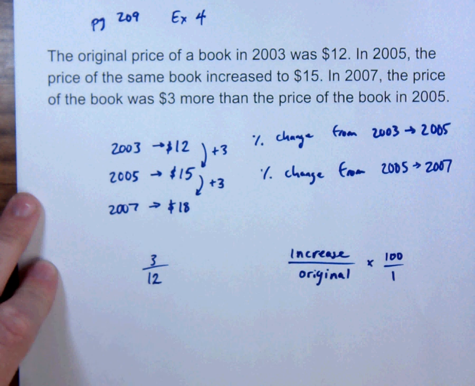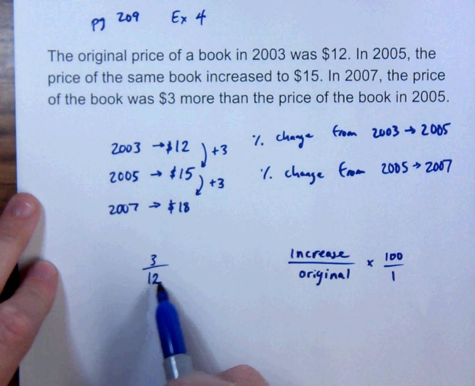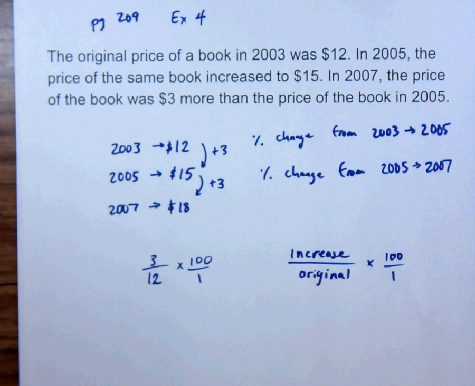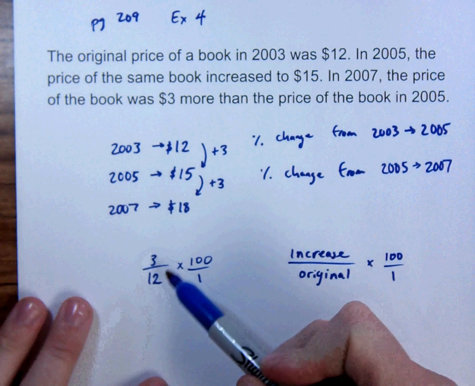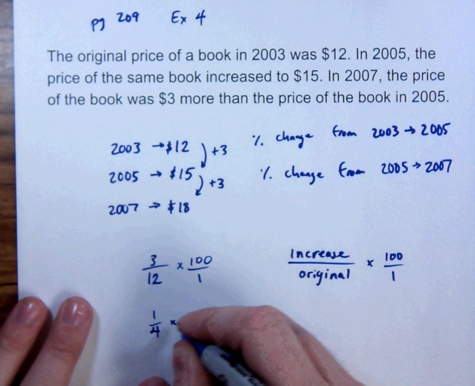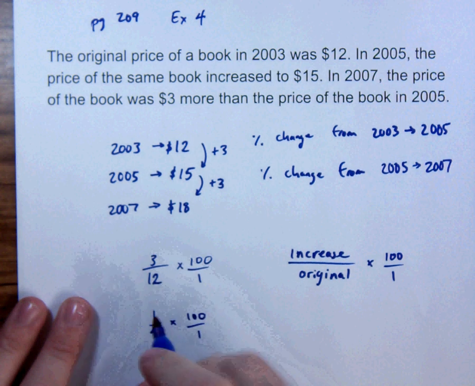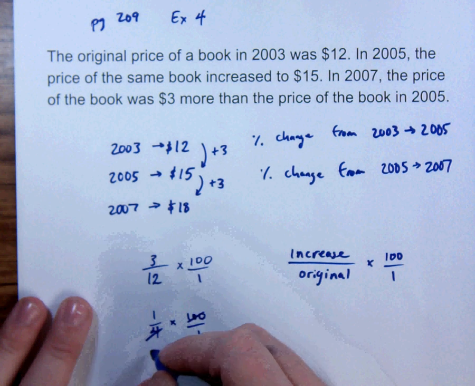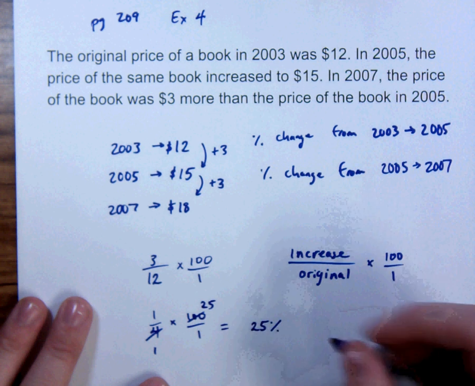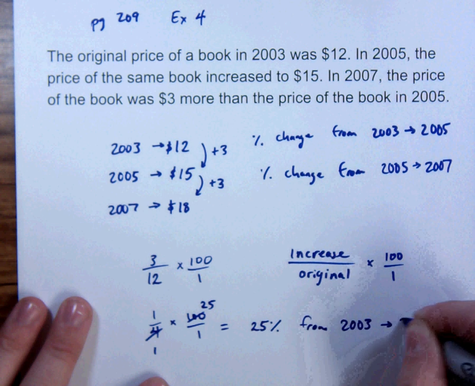This is going to give me a fraction, and to change a fraction to percent, we multiply by 100. So our increase was $3. Our original was $12. So we take 3 divided by 12, times 100 over 1. And we're savvy, so we know that 3 divided by 12 is the same thing as 1/4. So we're going to do 1/4 times 100 over 1. The 4 can cancel out with the 100. 4 goes into 100 25 times. So the increase will be 25% from 2003 to 2005.